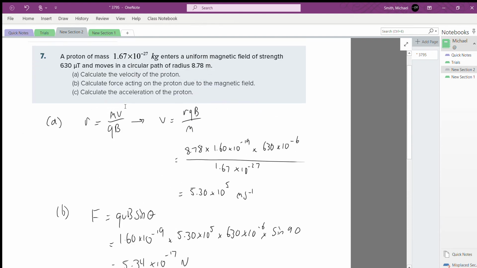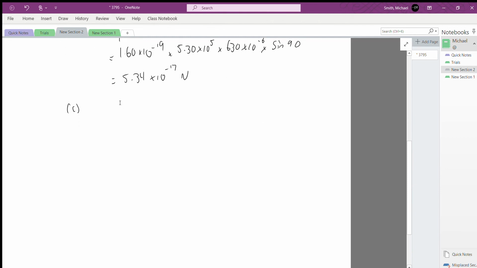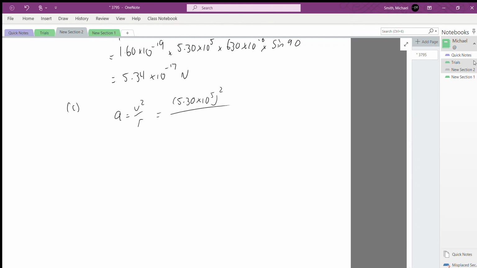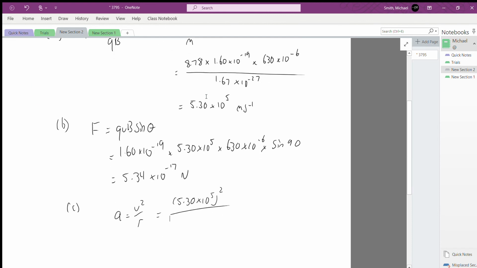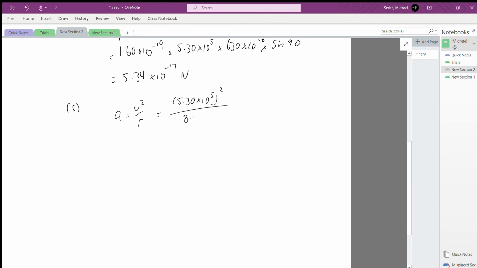Finally, part C, we're working out the acceleration of the proton. There's two ways to do this. We might as well do both. So first, since it's circular motion, we can use a equals v squared on r. We've got the velocity from before, that's just 5.3 times 10 to the power of 5 meters per second. That's all squared, divided by the radius of the circular path, which was 8.78. And putting that into our calculators, we get 3.2 times 10 to the power of 10 meters per second squared.